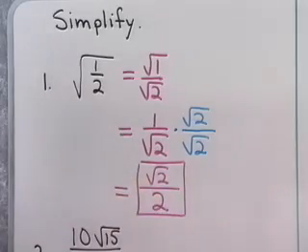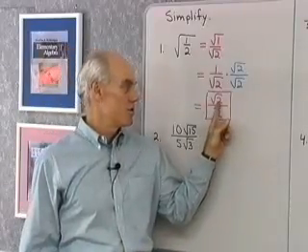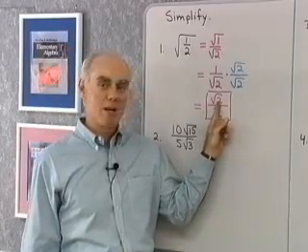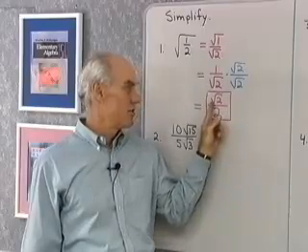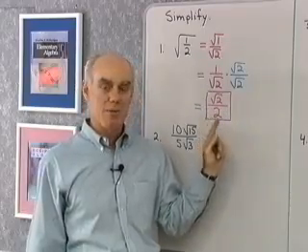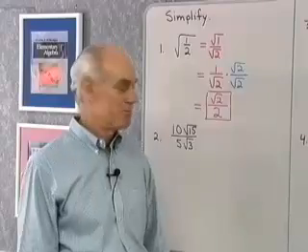So that expression is in simplified form because there's no perfect squares that divide what's under the radical here. There's no fractions under this radical, and there's no radicals in the denominator. So that's simplified form for radicals.